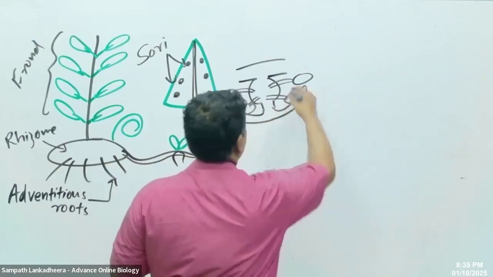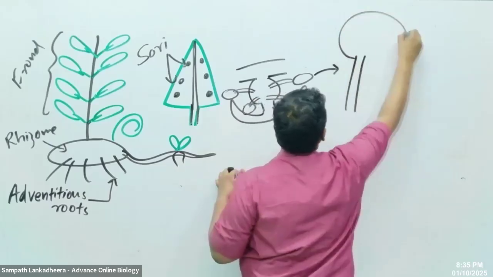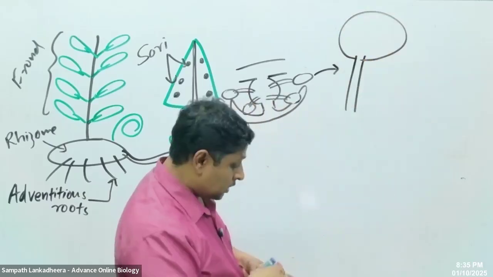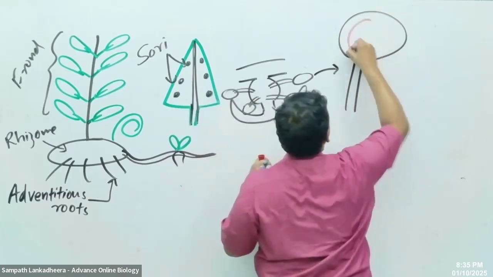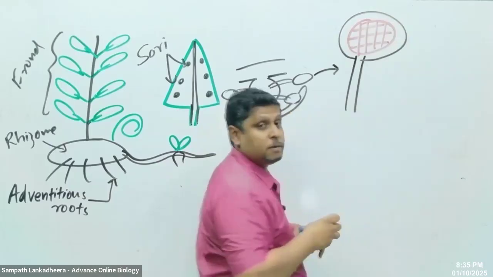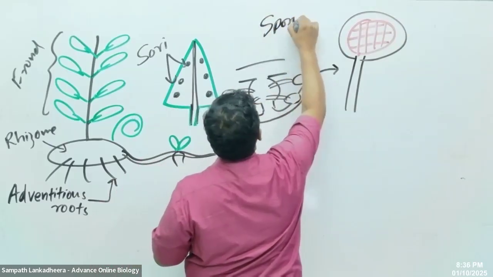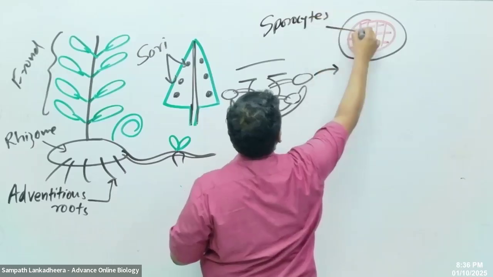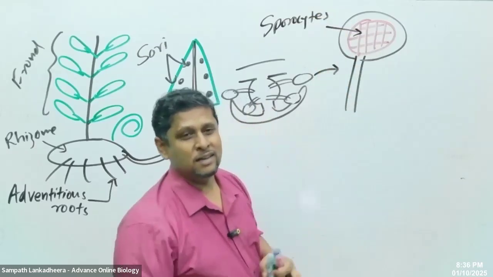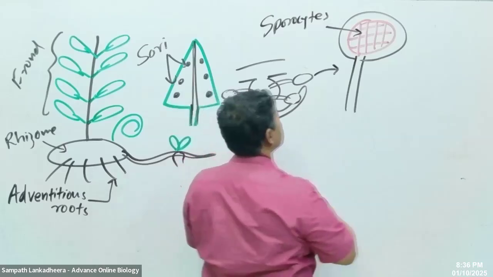So you take one sporangium. This is one sporangium. Inside you can see the sporocytes present. Same as a basic life cycle. Inside what do you see, people? Sporocytes present. What are sporocytes? Spore mother cells. So they undergo meiosis.